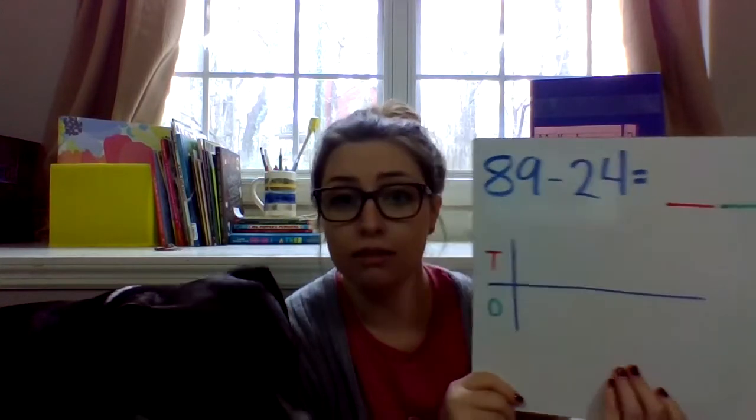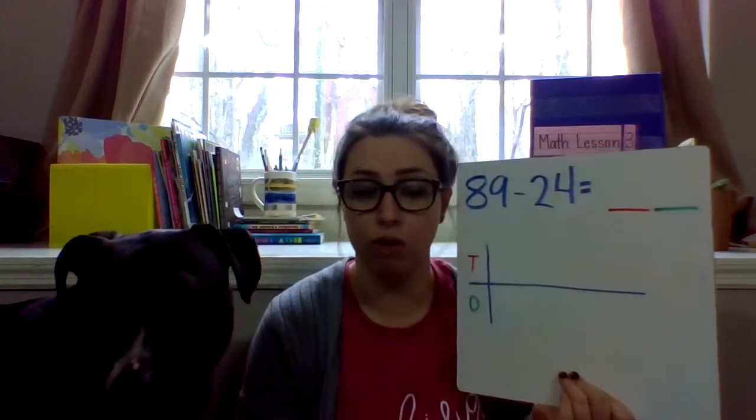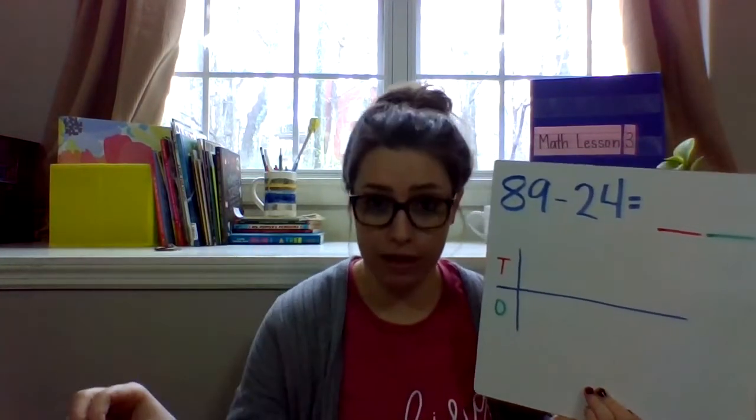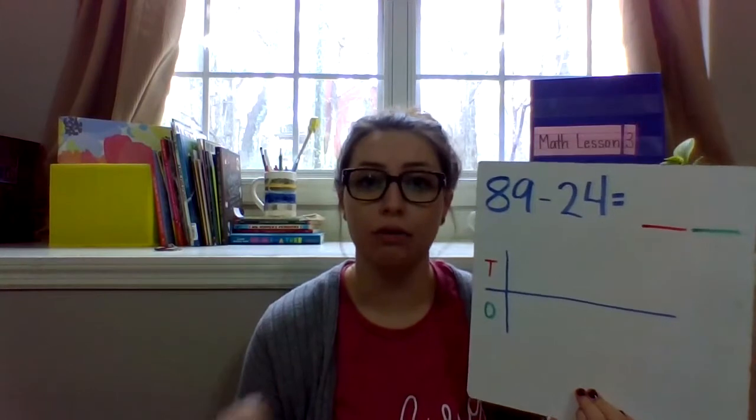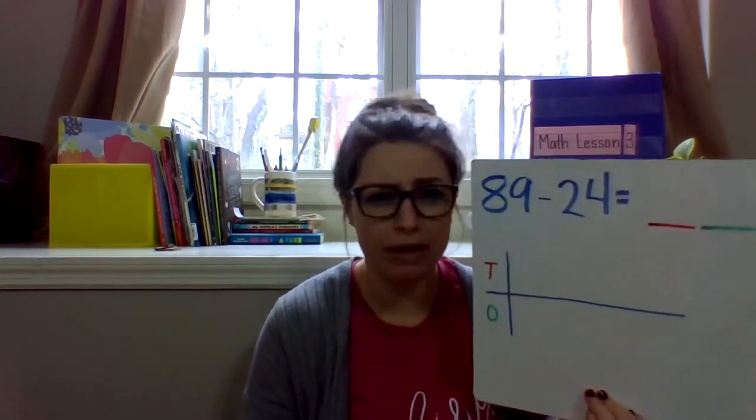So we're starting this morning with this problem. It is 89 minus 24. The first thing that we need to do is decompose our numbers, and then we can start to work with them. So let's think. In the number 89, how many tens are in there?